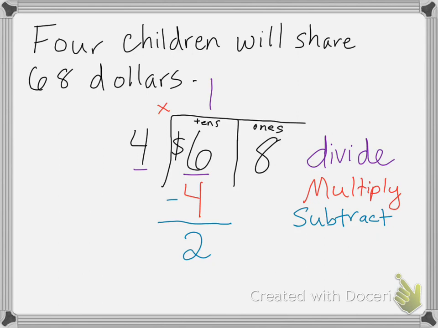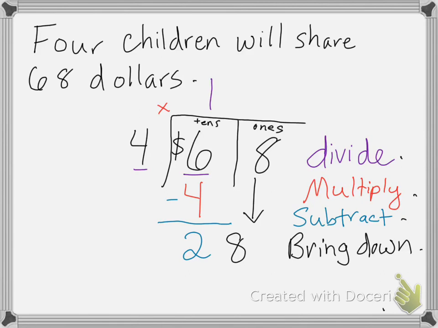Now I will see if I have any ones to divide. And I will bring down the 8 ones and write them at the bottom of the problem to see what I have left to divide. So we bring down the ones place. Okay. Now I will use these same steps to divide this next number. We will use divide, multiply, subtract, and bring down to see if there are any ones left.